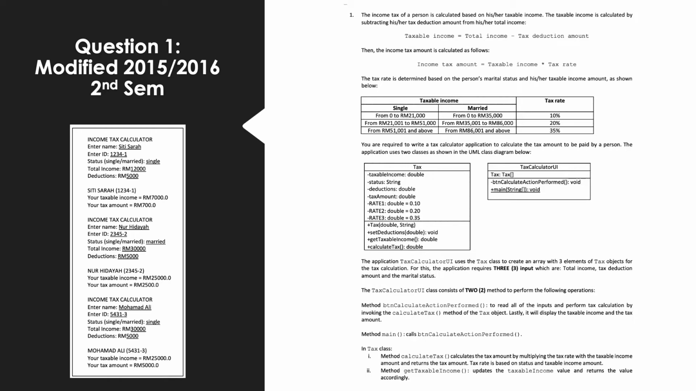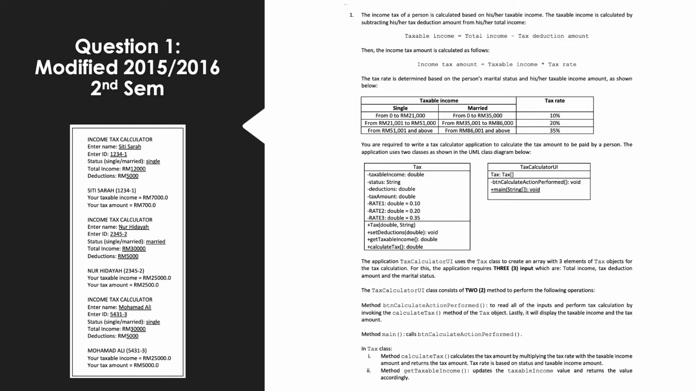Then the income tax amount is calculated as income tax amount equal to taxable income times tax rate. The tax rate is given in the table. And then it says you are required to write a tax calculator application to calculate the tax amount to be paid by a person. The application uses two classes as shown in the UML diagram. So we have the Tax UML diagram and also the TaxCalculatorUserInterface UML diagram.